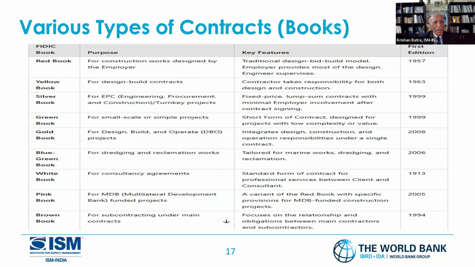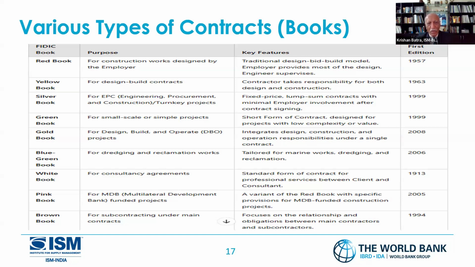The various types of contracts, again, I don't want to go into too much detail. The Red Book has been there since 1957, and this was, I'll say, the beginning. The beginning was basically the White Book, which came in 1913, but the Red Book became very popular. It put too many members into this team. The Yellow Book is there for design-build, and then the Silver Book is there for EPC. The Green Book is for small-scale or simple projects.